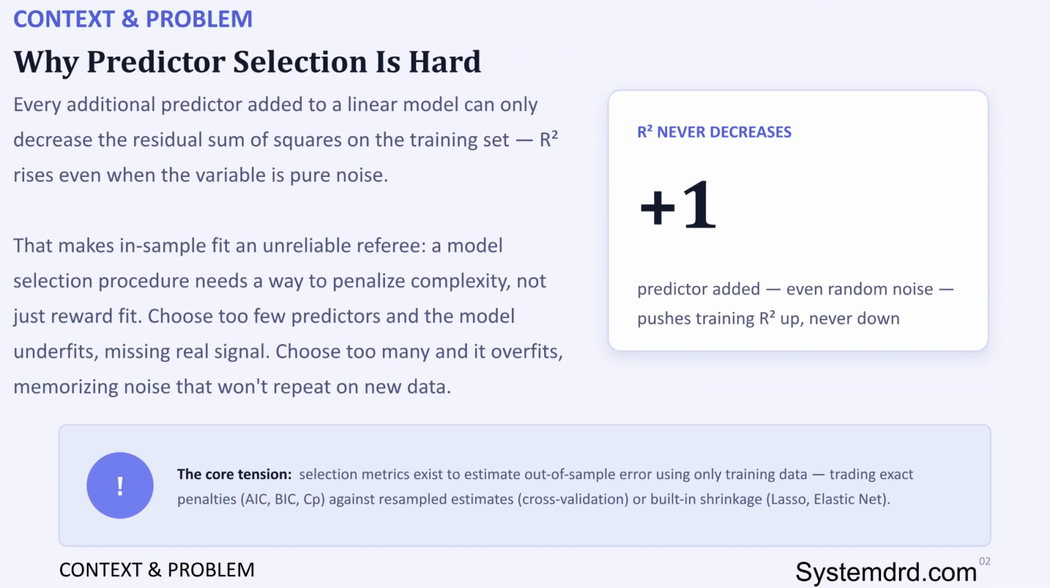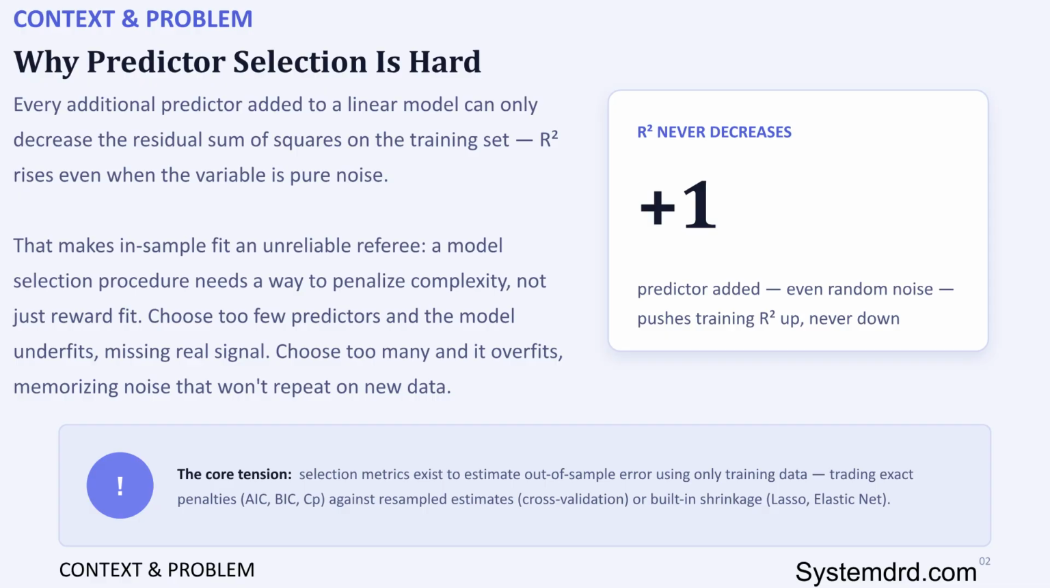Here's the uncomfortable fact that motivates everything in this talk. In an ordinary linear regression, adding another predictor can only decrease the residual sum of squares on your training data. R squared goes up, or at worst stays flat, every single time you add a variable. It doesn't matter if that variable is genuinely predictive or pure random noise. The training metric literally cannot tell the difference. That means in-sample fit is an unreliable referee. If you used R squared alone to decide which predictors to keep, you'd always end up keeping all of them because the metric rewards complexity unconditionally.